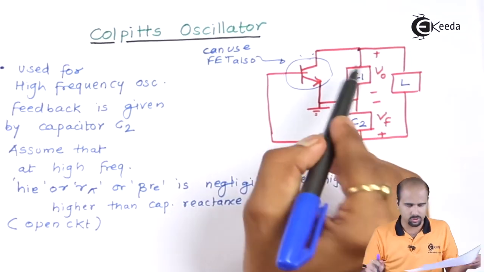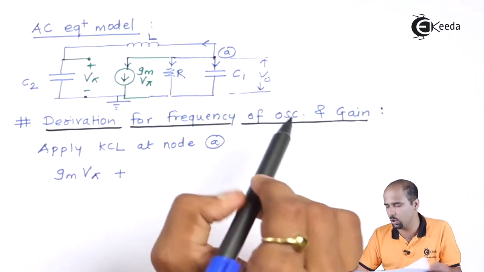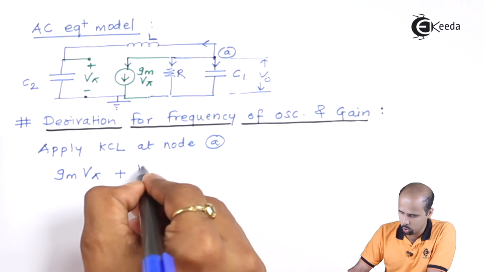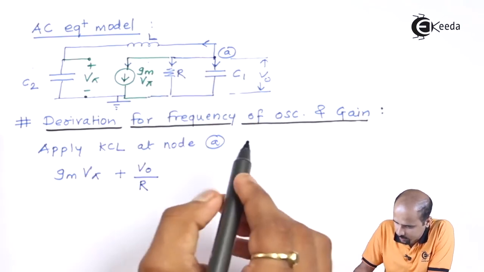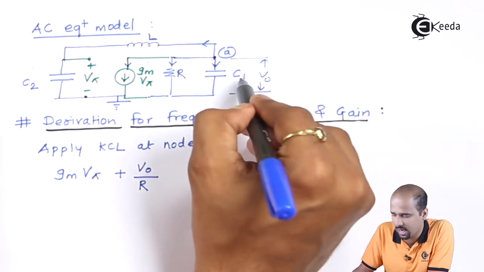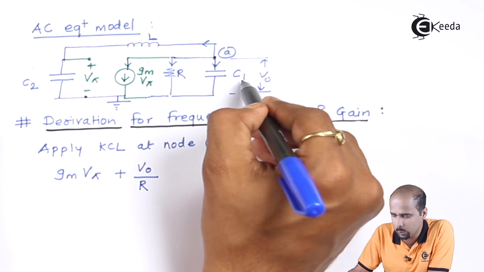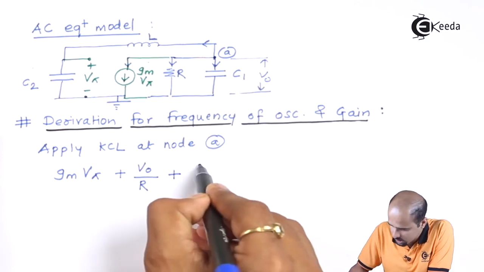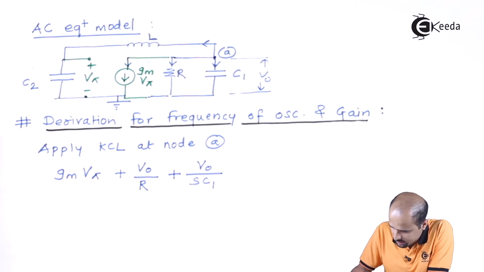Obviously, if you look at this particular circuit, across this C1, we are getting the VO. So this is nothing but the VO. So we'll say that VO divided by R is nothing but the current flowing through the resistance R. VO divided by, in the frequency form, I will be getting 1 upon SC1. So I will write this here, VO divided by SC1.